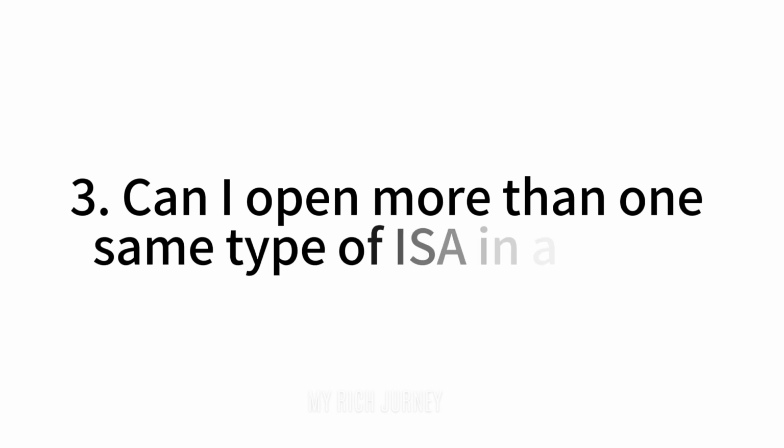Question number 3, can I open more than one of the same type of ISA in a year? The answer is no. You can only open one of each type of ISA in each year. For example, if you open a cash ISA account this year, you are not able to open another one until the next financial year. But you can switch your current ISA at any time if you find a bank with a higher interest rate.